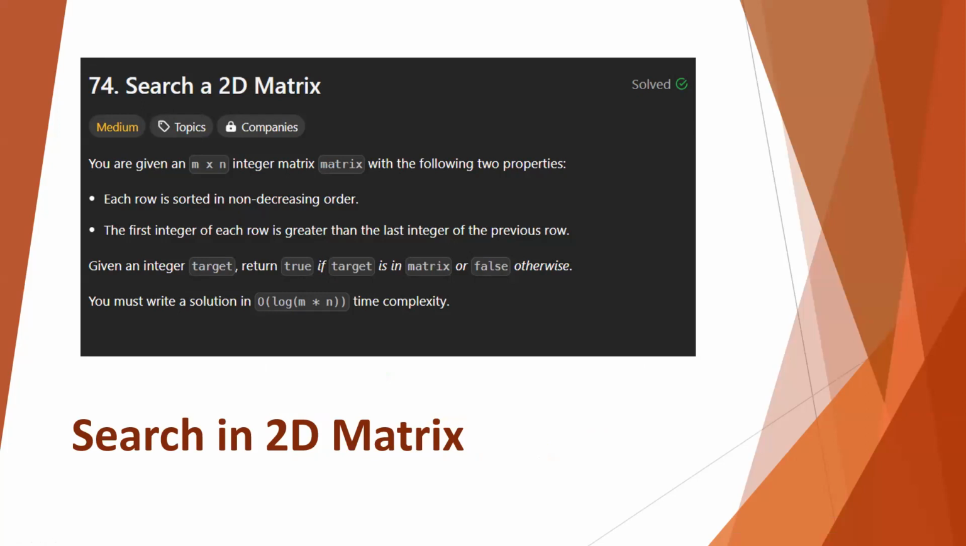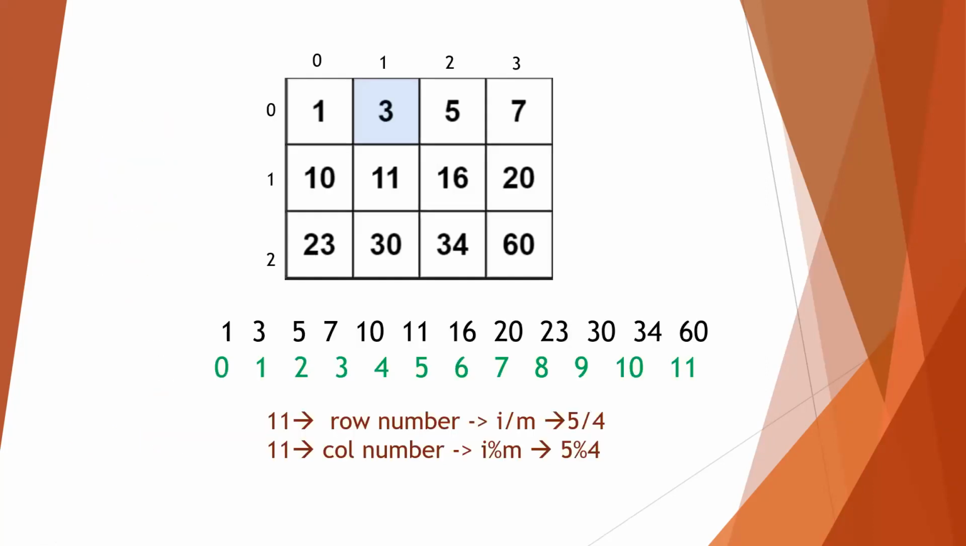So that is a clear indication of binary search usage. Let's see how we can model this problem into a binary search problem. Let us take this example. First, let us write these numbers in the order of a 1D array in sorted order: 1, 3, 5, 7 till 11, 16 up till 60. We know how to apply binary search on this 1D array, and the only thing we need to do is map these indexes to the 2D array indexes.